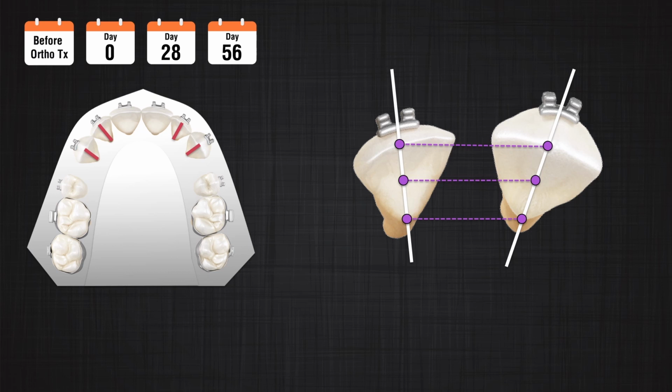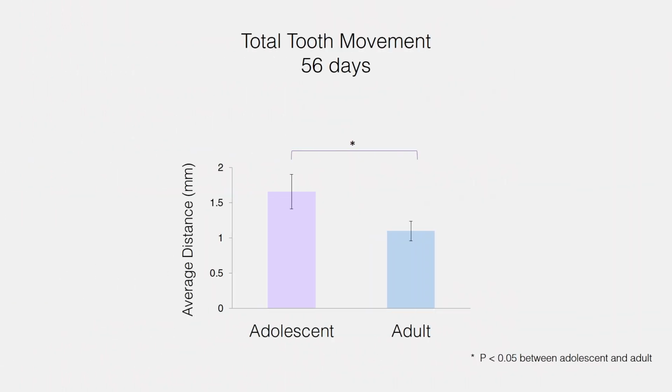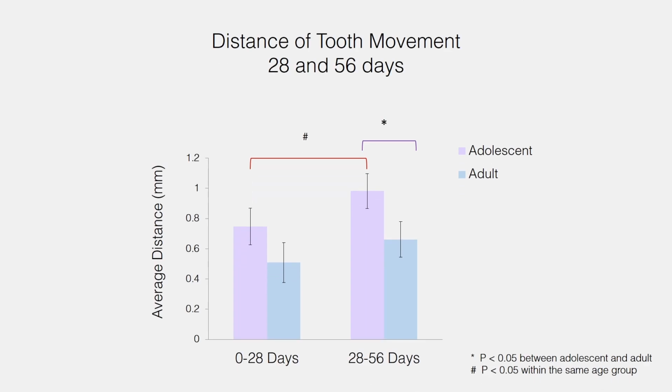Our results show that overall tooth movement was faster in adolescents than adults. In addition, tooth movement for both adolescents and adults was faster during the second half of the study period. These results are interesting. Even though adults show a more robust inflammatory response to the same orthodontic force, there was more tooth movement in the younger patients. How can we explain that?